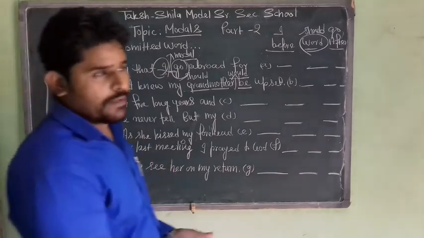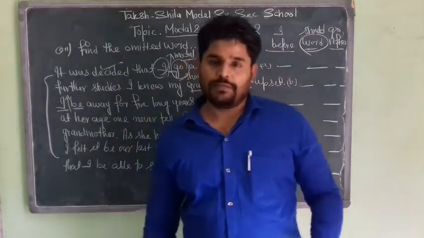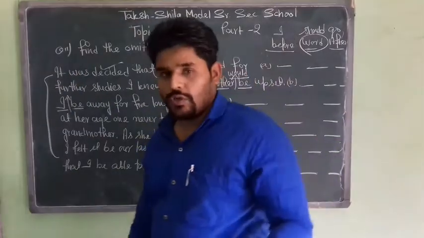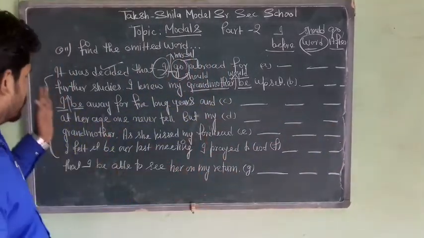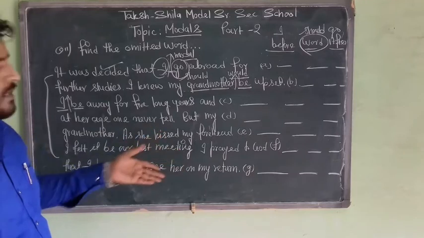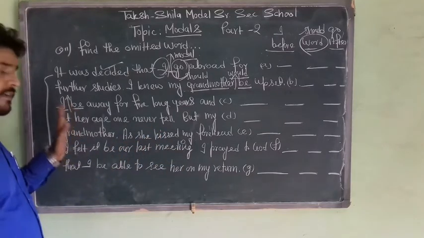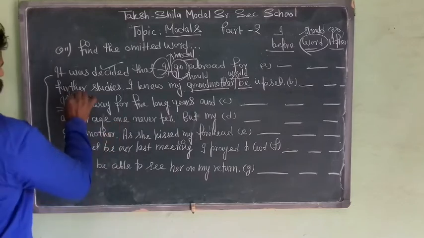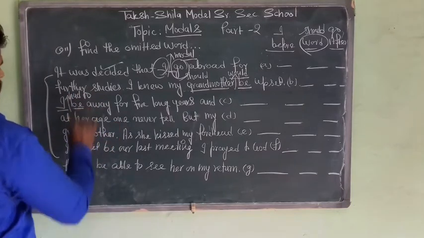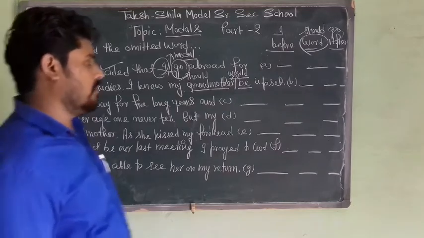Here Khushwant Singh expresses his compulsion. He actually did not want to go, leaving his grandmother behind, right? But he had to go. Unwillingly he had to go. So it is here we come to know that compulsion is shown in the sentence. So here had to will be the right answer. I had to be away for 5 long years.